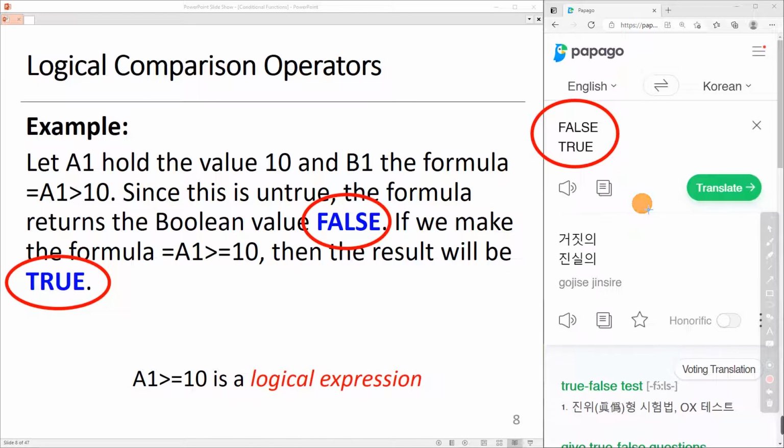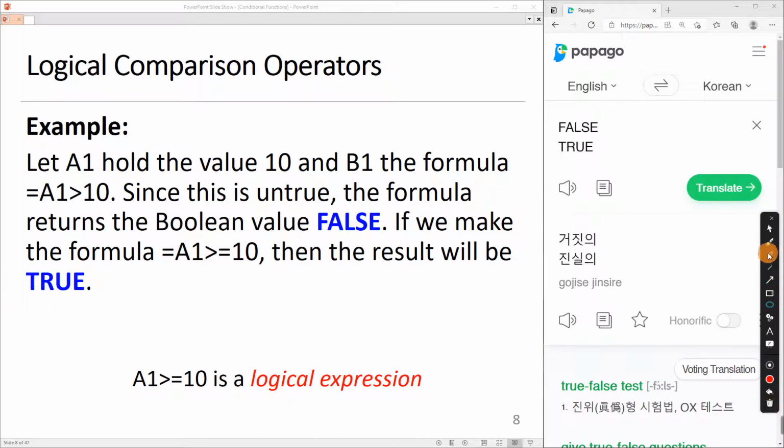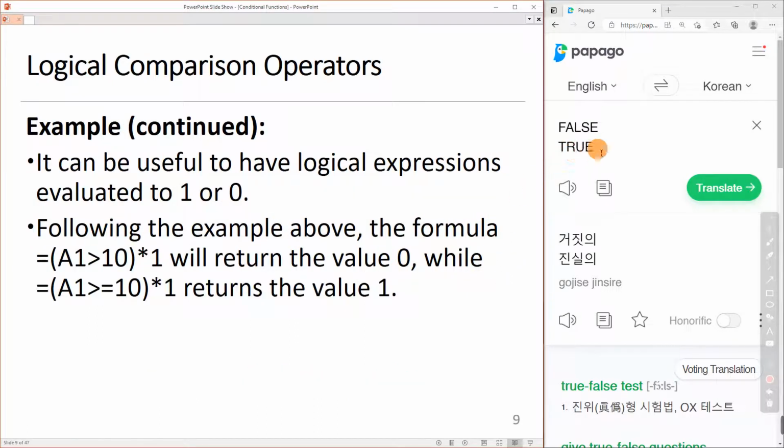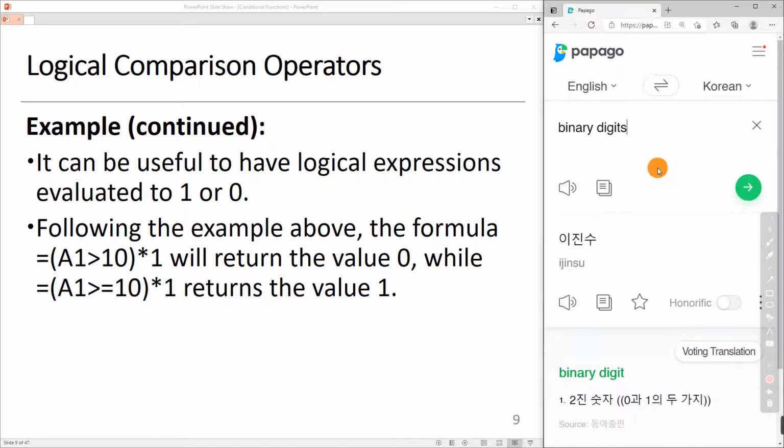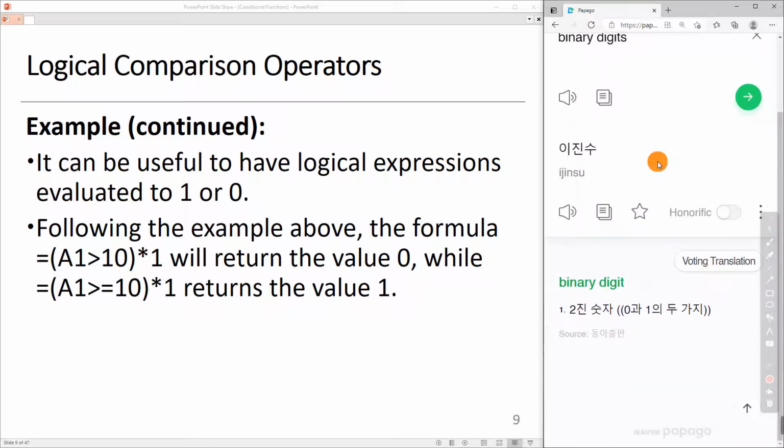More useful for computing to have numbers here. So therefore, I will now teach you how we can modify these formulas in order to receive some numbers. Actually, I will give you one term here: binary digits. So what does it mean?